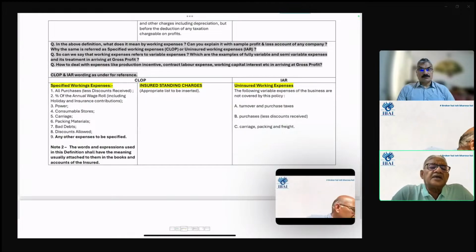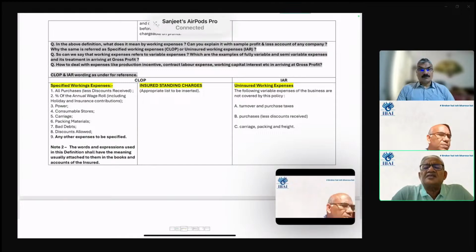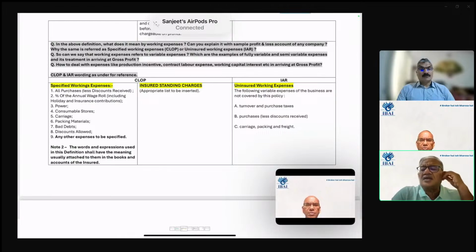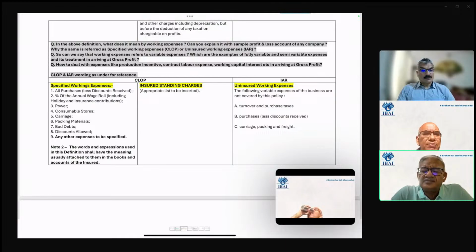My question is, specified working expenses and uninsured working expenses, is it the same thing or a different thing? No, because once you have done purchases, all specified working expenditure is your purchases. So basically, they are the same things. They are synonyms. Is it correct? Yes, correct. More or less they are similar. Yes, that is what I wanted to ask.